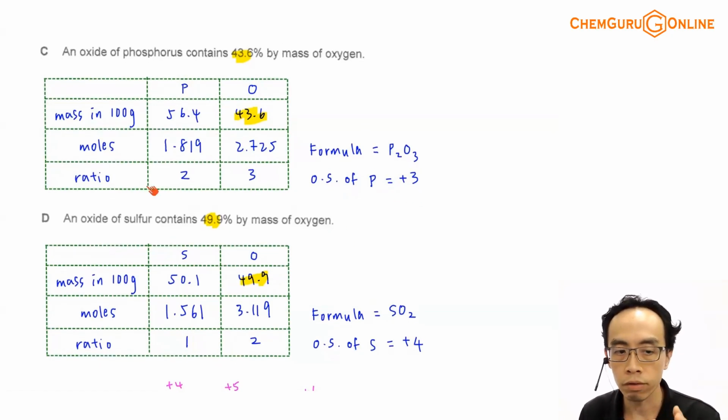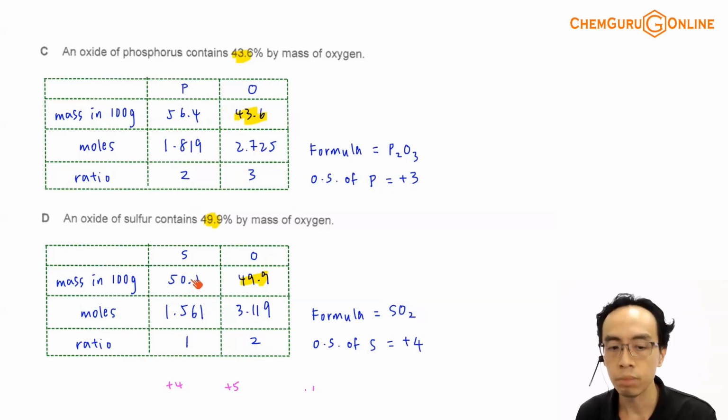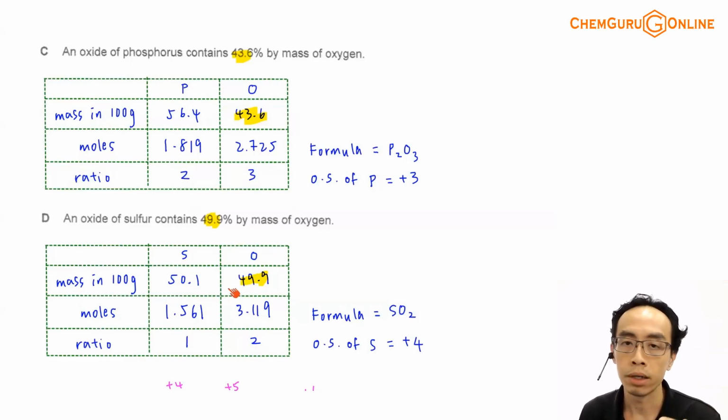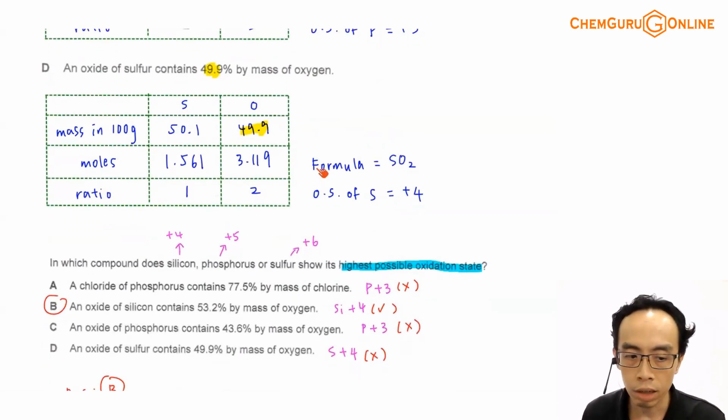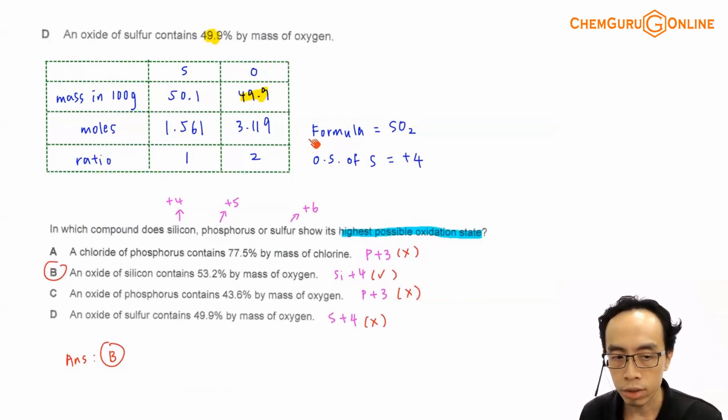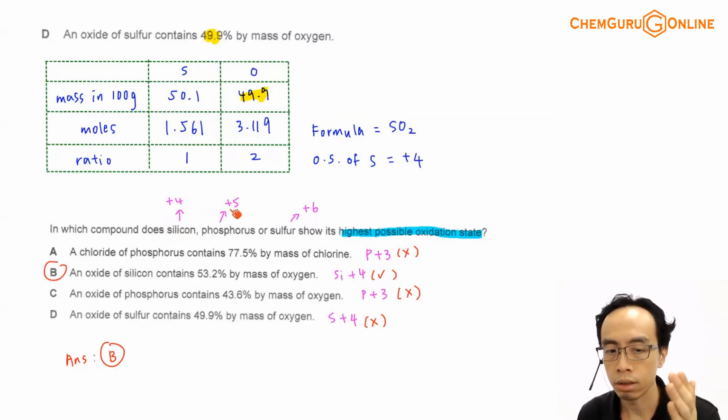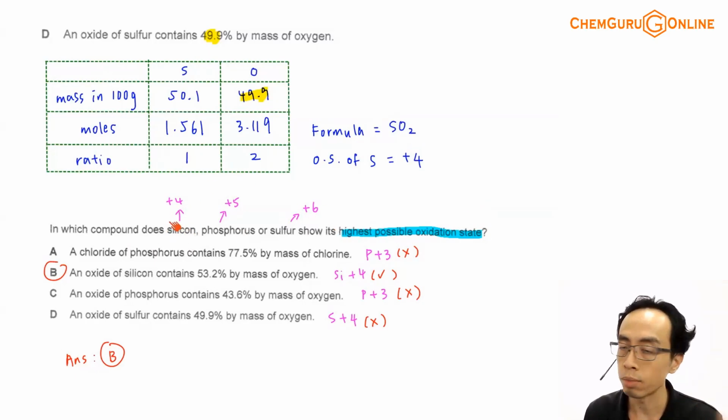Then finally, the oxide of sulfur, 49.9% by mass of oxygen. In 100 gram, I will have 49.9 gram of oxygen, then 100 minus 49.9, 50.1 gram of sulfur, divided by the atomic mass, 1.561 mole of sulfur, 3.119 mole of oxygen. Ratio is 1:2. So formula is SO2, oxidation state for sulfur is going to be +4. Once we figure out all the formulas and the oxidation states, which compound shows silicon, phosphorus, or sulfur in its highest possible oxidation state? Silicon's highest possible is +4. Phosphorus is +5. Sulfur is +6.